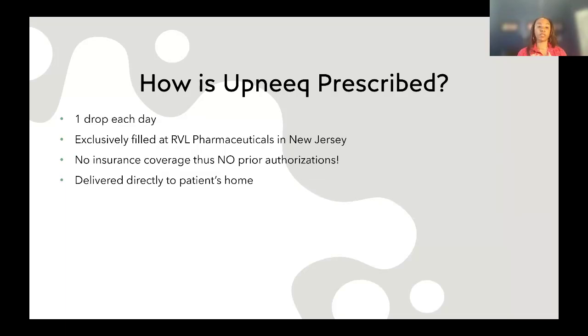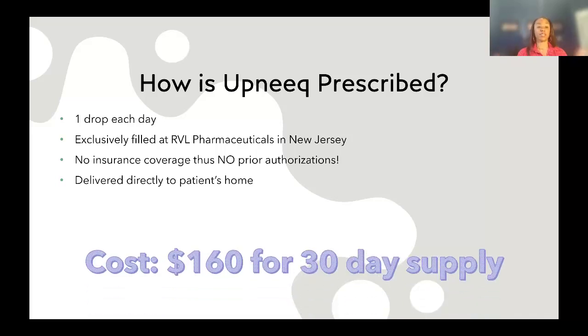It's exclusively filled at RVL Pharmaceuticals in New Jersey. There is no insurance coverage. So for those of you that hate prior authorizations as much as I do, there are none. So you just prescribe it and let them take care of it from there. It's delivered directly to the patient's house. So it's kind of one of those fancy, concierge sort of drugs that patients love if they can afford it. The cost is about $160 for a 30-day supply.